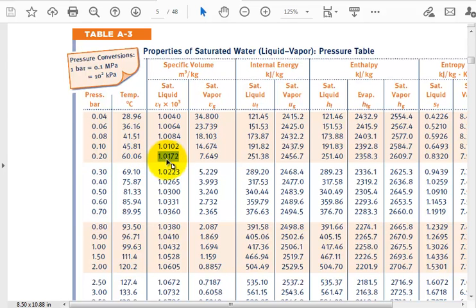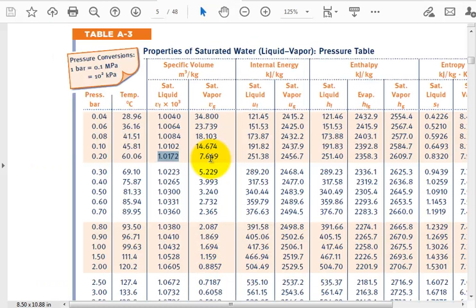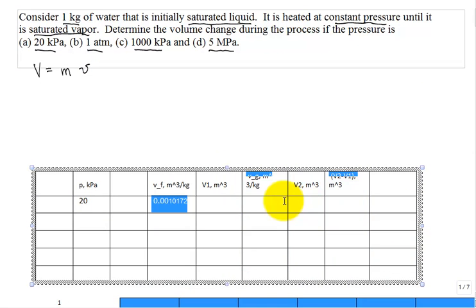So 1.0, let's do this copy. I'm going to go back to our table here. Some students would just put that in, but it's not that value. It's 0.0010172, and that is our correct value for V sub F. Let's jump back and take a look at V sub G. It's 7.649. So I'm going to go back here and put it in V sub G.